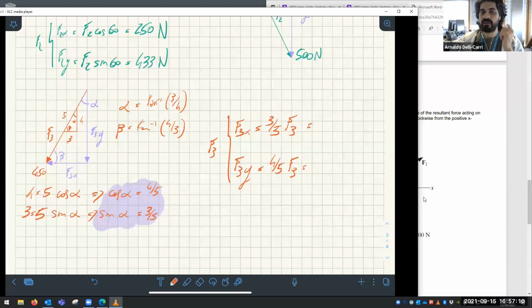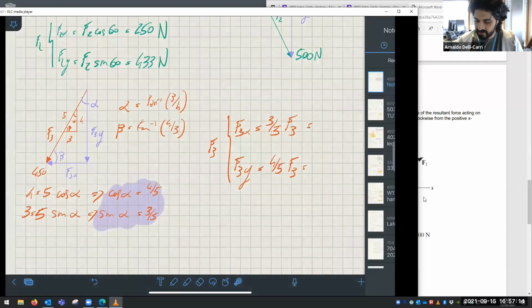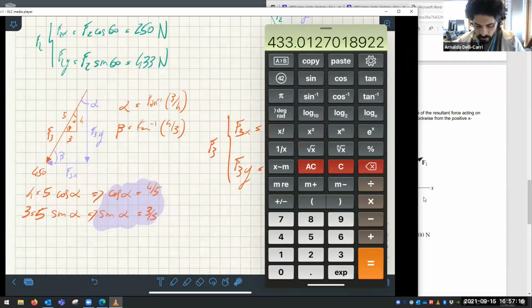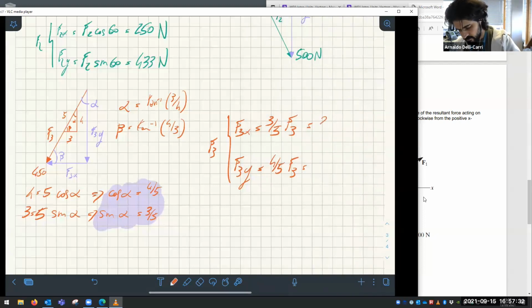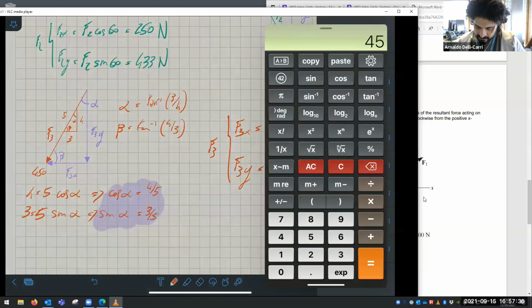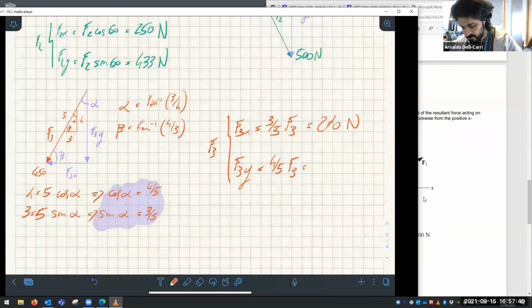See? Or you can just find alpha and then use the cosine of alpha and sine of alpha. It's exactly the same thing. So you try both methods, see which one you like the most, and then you stick to that one. So F3 was 450 times 3/5 is 270 newtons. And 450 times 4/5, it's 360 newtons.